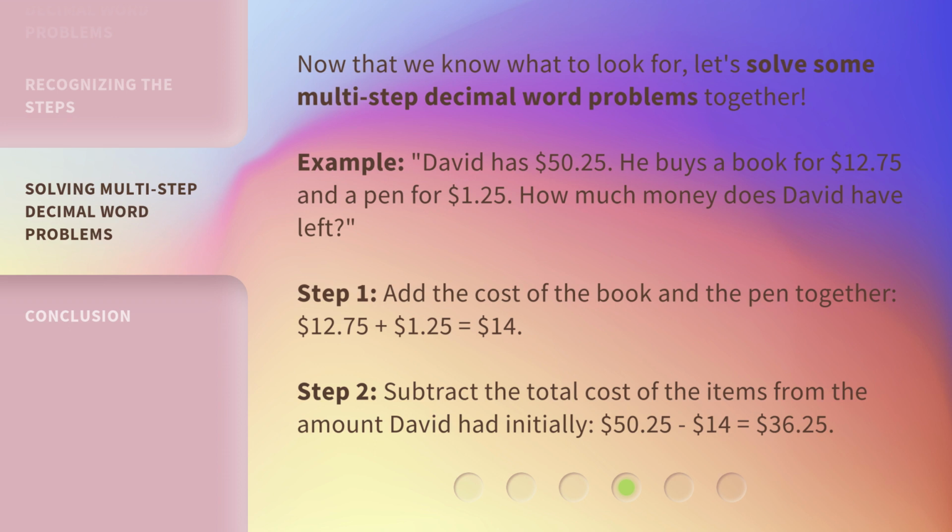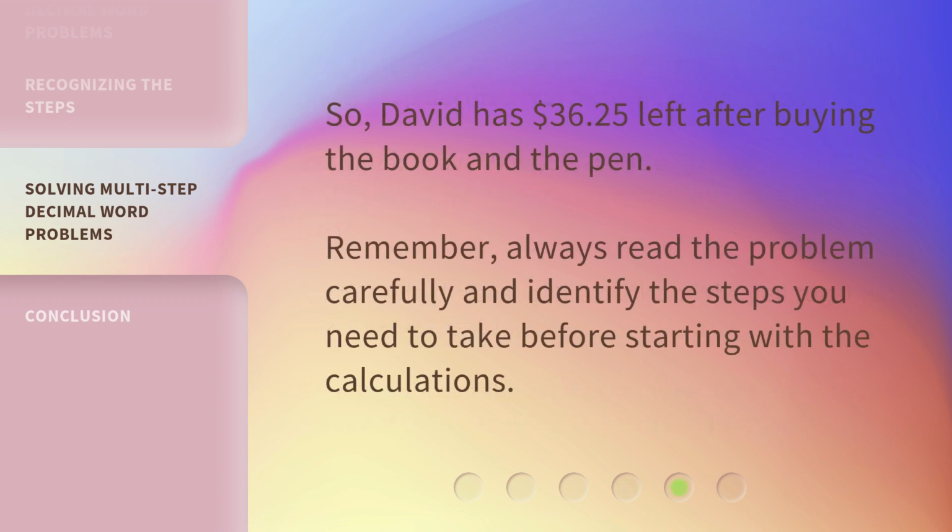Step 1. Add the cost of the book and the pen together. $12.75 plus $1.25 equals $14. Step 2. Subtract the total cost of the items from the amount David had initially. $50.25 minus $14 equals $36.25. So, David has $36.25 left after buying the book and the pen. Remember, always read the problem carefully and identify the steps you need to take before starting with the calculations.